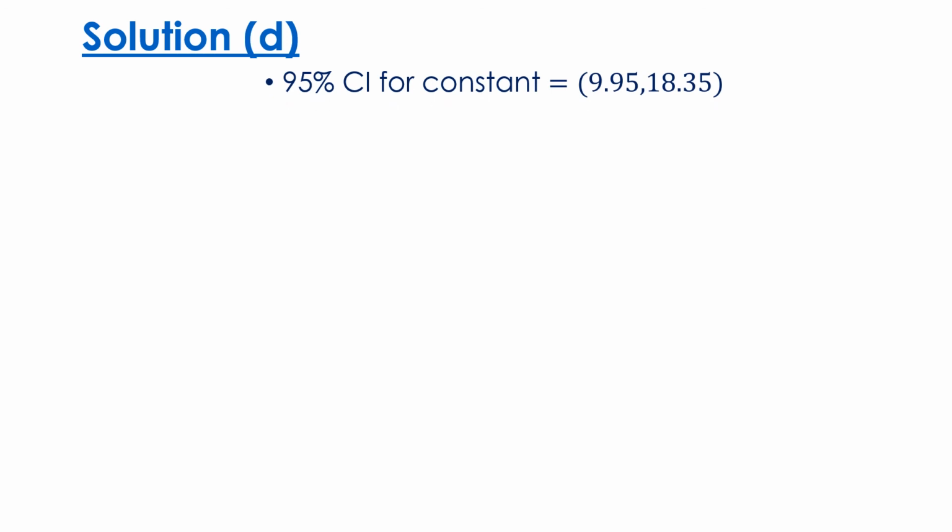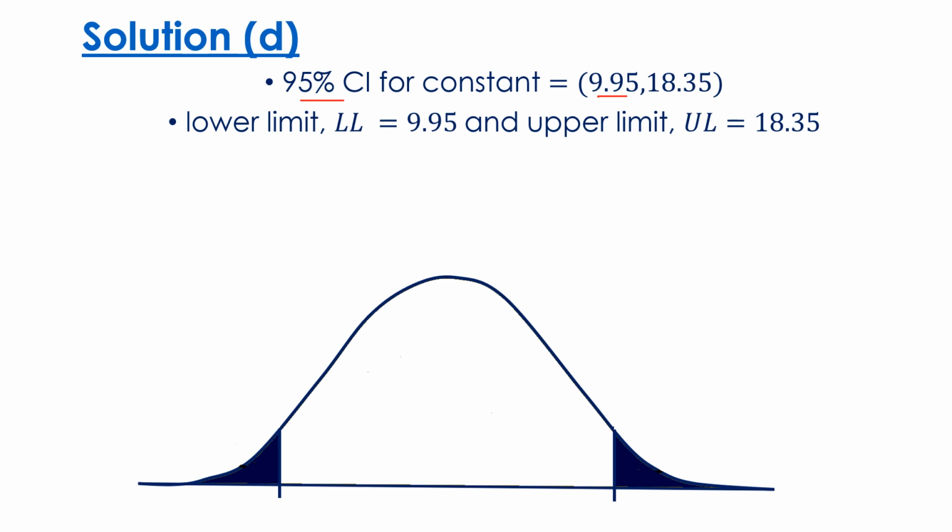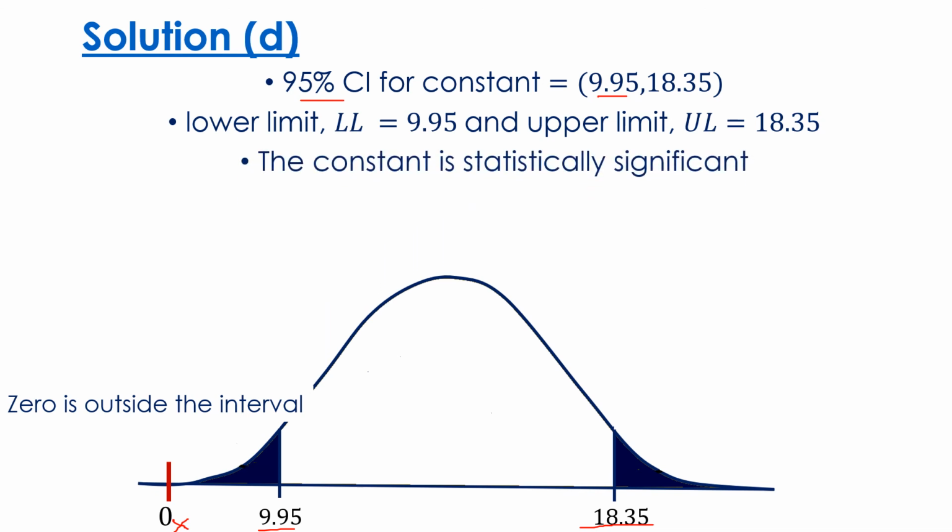So from our result, we have seen that the 95% confidence interval for the constant has a lower limit of 9.95 and an upper limit of 18.35. Now we can represent this graphically, and we have the lower limit and the upper limit. If we look at this, 0 is going to be on the lower side, down here. So 0 is outside that confidence interval. And because 0 is outside this confidence interval, it means that the constant is significant. So our conclusion is that the constant is significant, and therefore we need the constant in this model to be able to predict the TB rate.